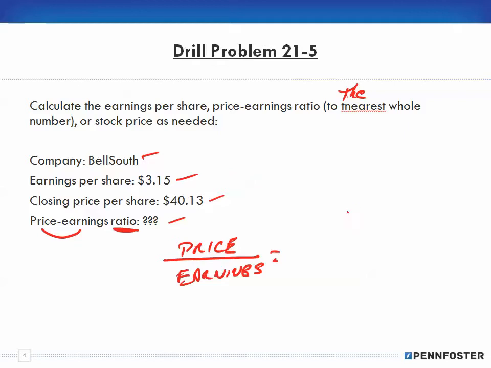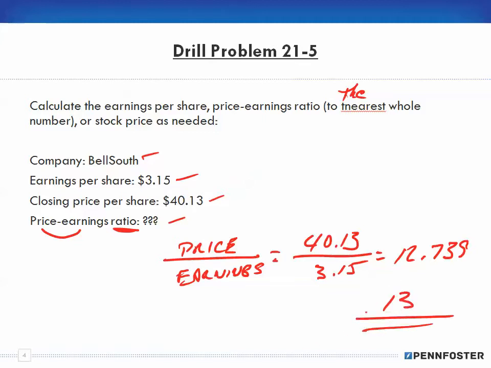So in this case, I have my closing price of $40.13, and that's over my earnings per share, which happens to be $3.15. So I divide one by the other, and I end up with 12.739, but it's telling me to round to the nearest whole number, so that would be 13 as the price to earnings ratio. That's the PE ratio.